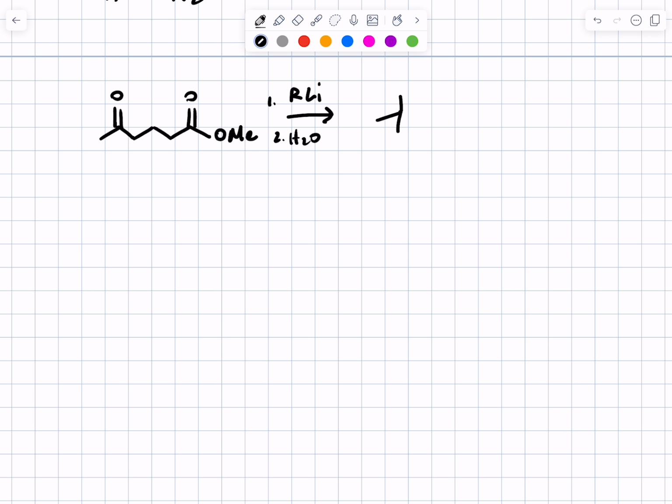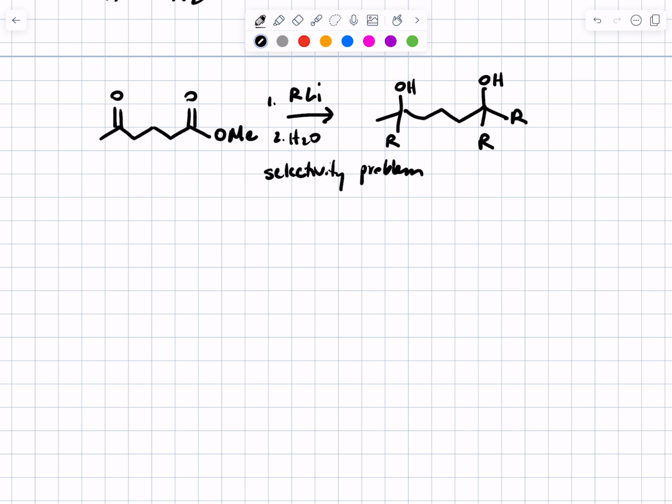I would expect the ketone to react via an addition reaction, and then I would expect the ester to react via nucleophilic acyl substitution first to give us the ketone, and then another equivalent to give us the tertiary alcohol. That's a review of chapter 13. But I've got what I would call a selectivity problem.